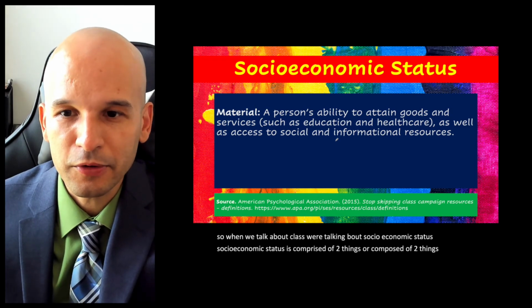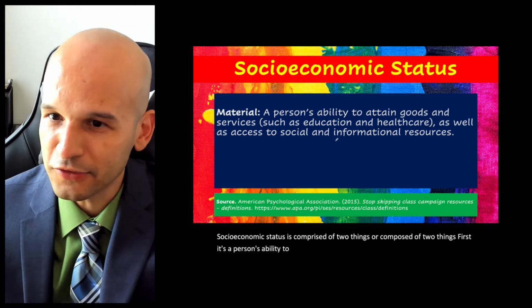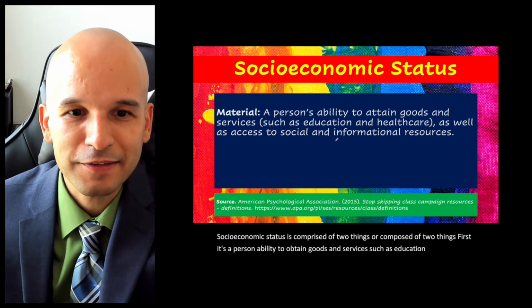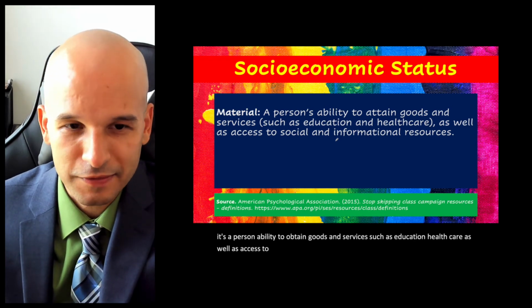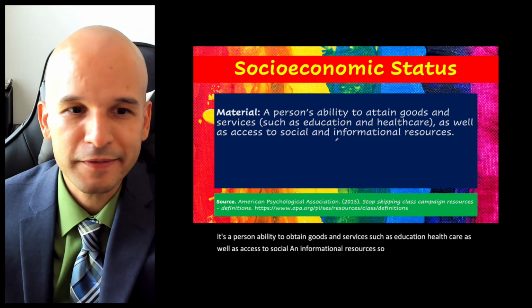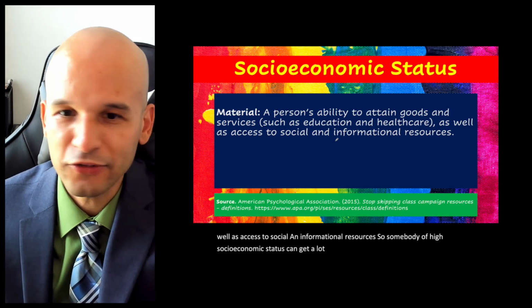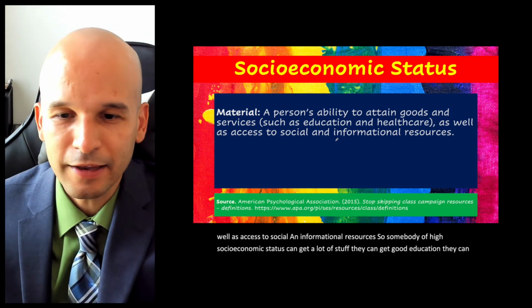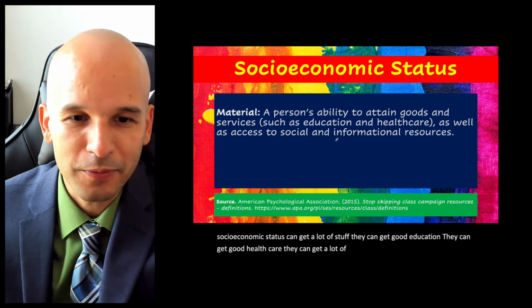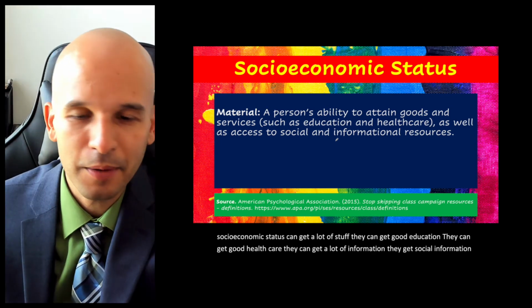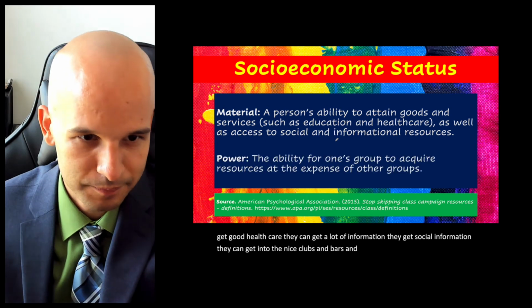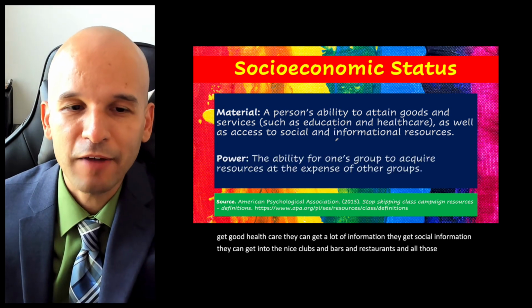First, it's a person's ability to attain goods and services, such as education and healthcare, as well as access to social and informational resources. So somebody of high socioeconomic status can get a lot of stuff. They can get good education, they can get good healthcare, they can get a lot of information, they get social information, they can get into the nice clubs and bars and restaurants and all those things. And they also have power.